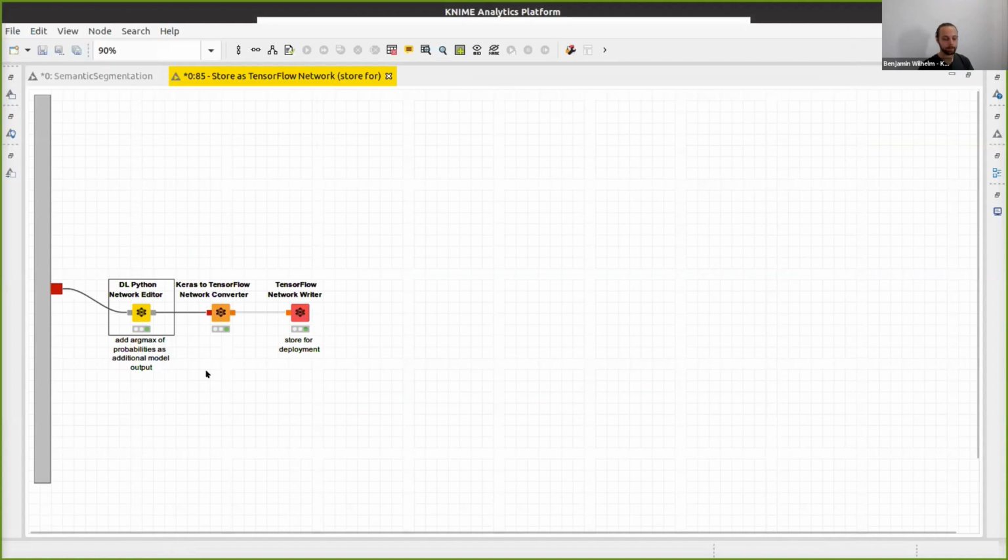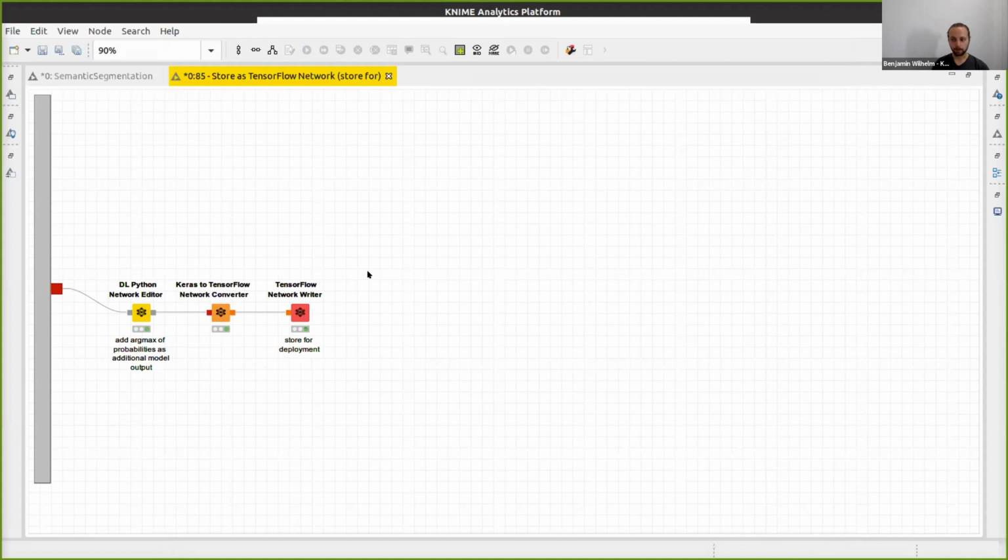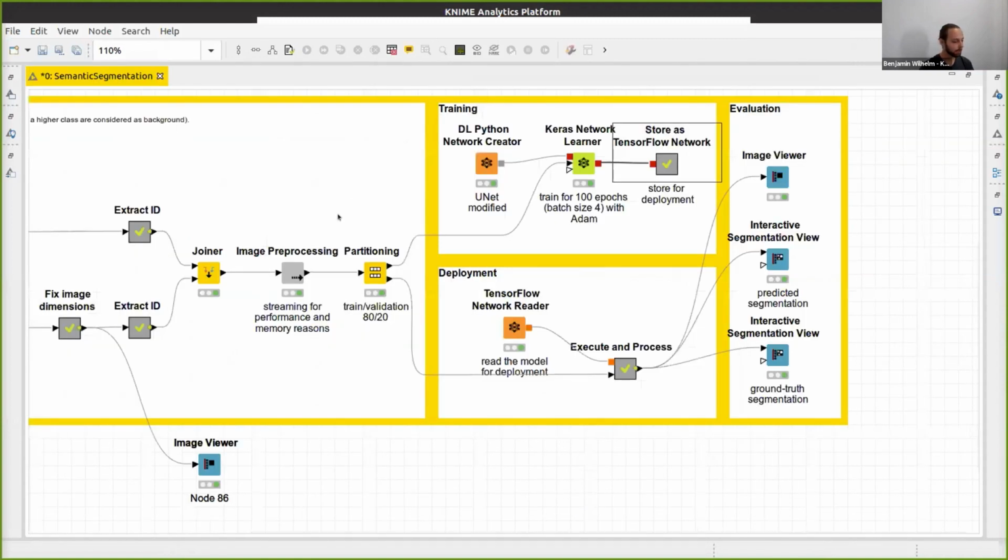So we don't have to do this manually. Then we convert this Keras network to a TensorFlow network and save it as a TensorFlow network. We do this because TensorFlow networks are faster to execute in Knime right now because they don't need to be executed in a separate Python process, but they can be executed directly in Knime, and that's faster right now.